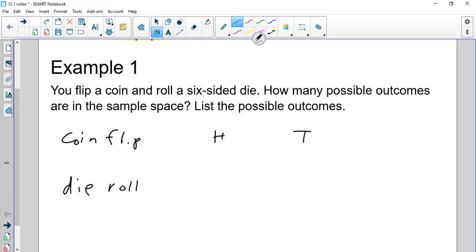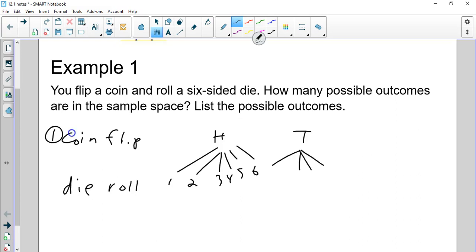So my first event, my first thing I do, my first experiment is flip a coin. I get heads or tails. Those are my possible outcomes. But then I can get a 1, a 2, 3, 4, 5, 6. And on the tails, I get a 1, 2, 3, 4, 5, 6. And this isn't hard, it's just tedious.